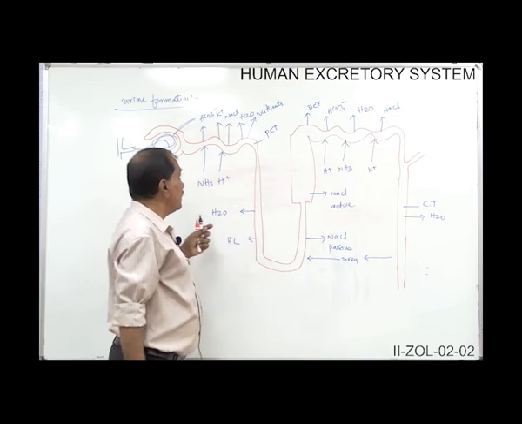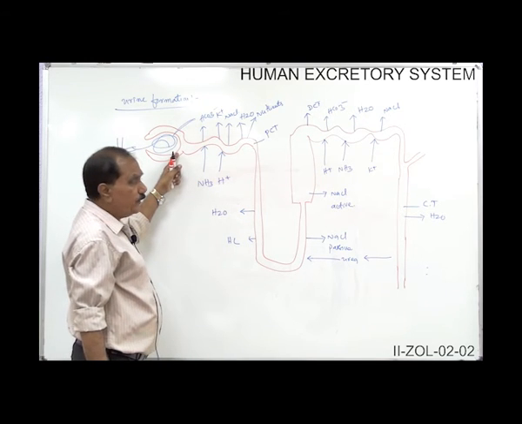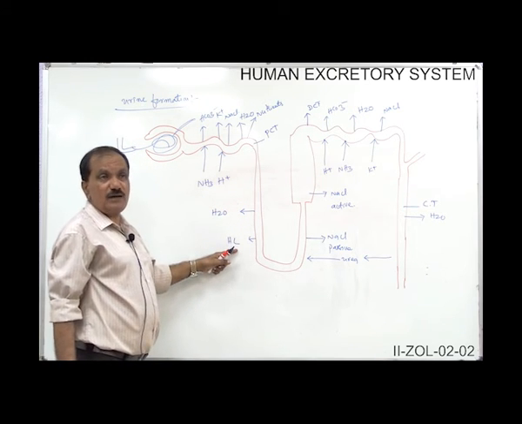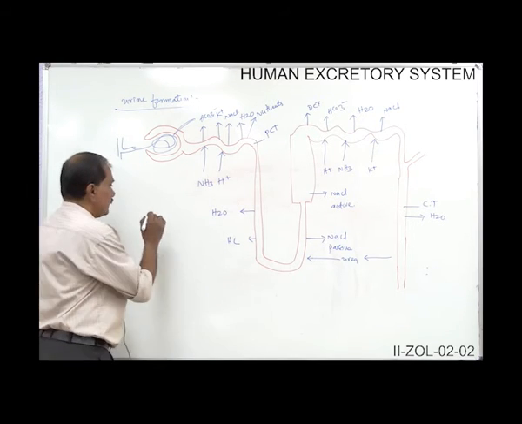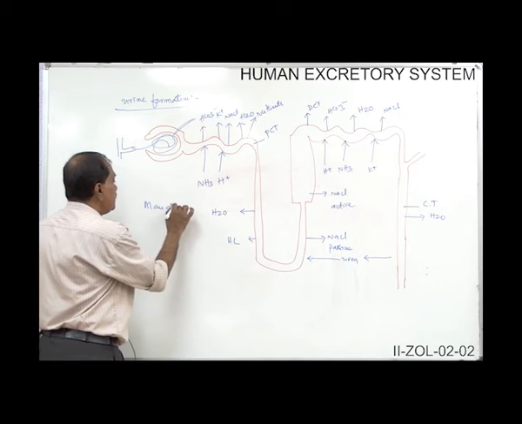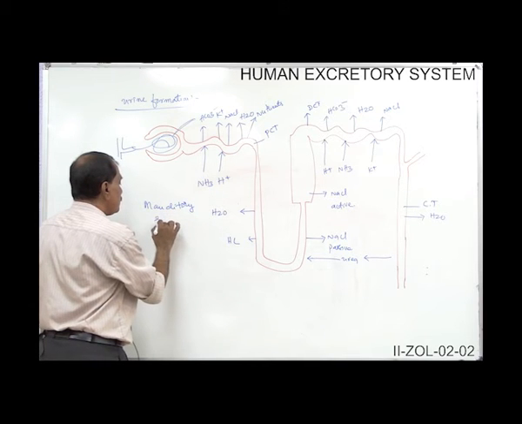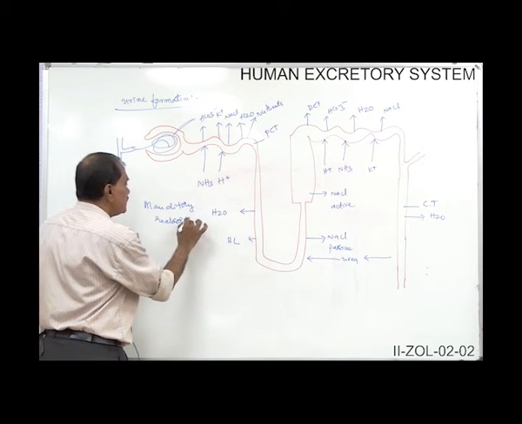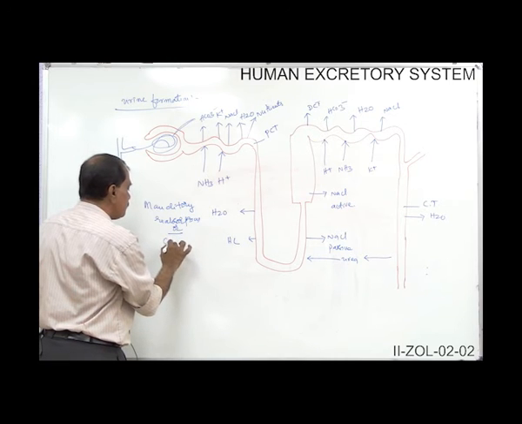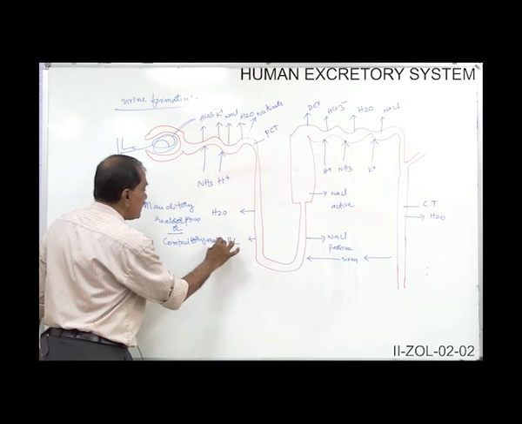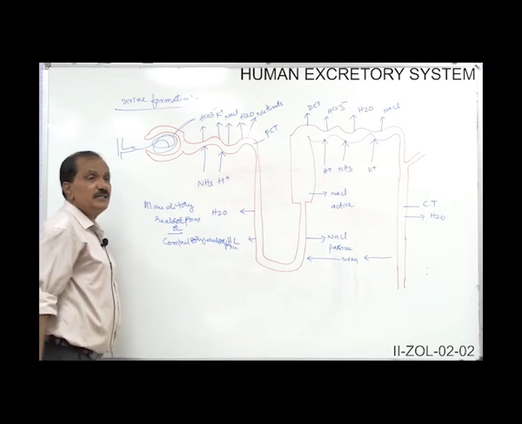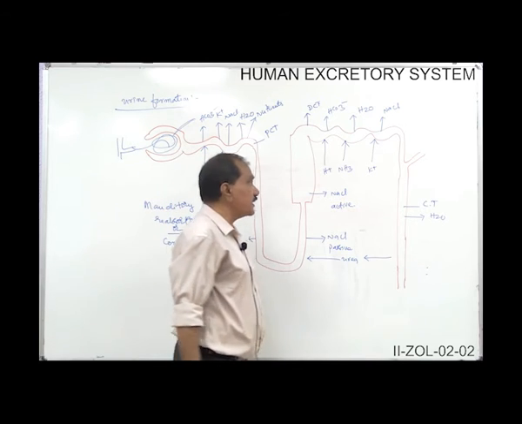And dear students, in the case of the proximal convoluted tubule and the Henle's loop, the water and the minerals will compulsorily be taken into the blood, which is called mandatory reabsorption. Here there are two words: mandatory reabsorption, which is the compulsory reabsorption, whereas the second one is called the facultative reabsorption or conditional reabsorption.